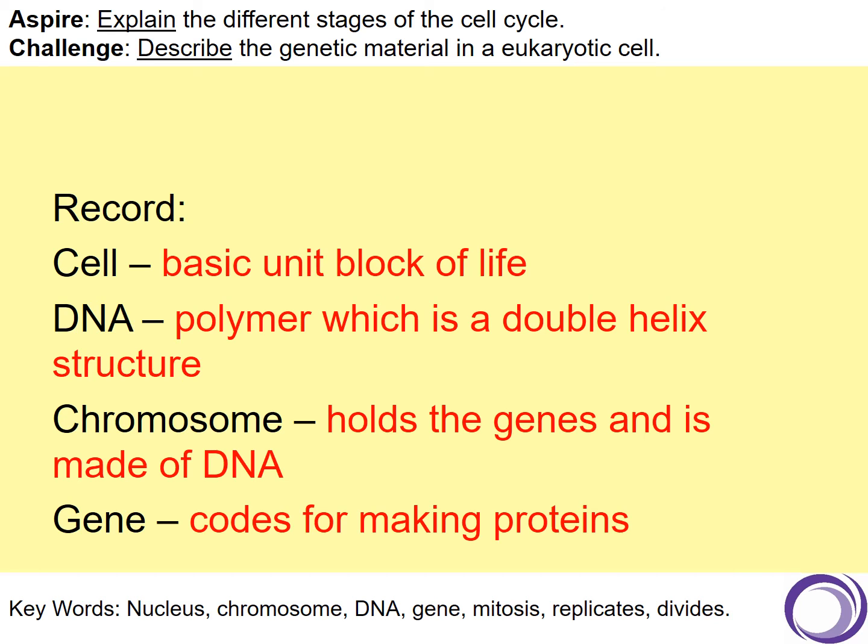So the cell is the basic unit block of life. DNA is a polymer, which is a double helix structure. You might put it made up of nucleotides, that's fine. Chromosomes are structures which hold genes, and it's made up of DNA. You may also put that as 46 in a human, or 23 pairs, and genes code for making proteins.